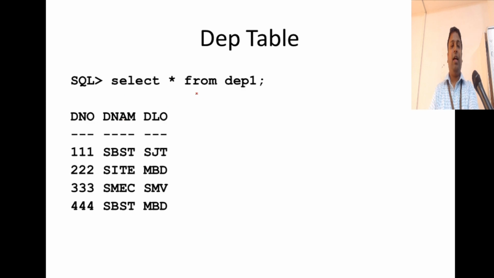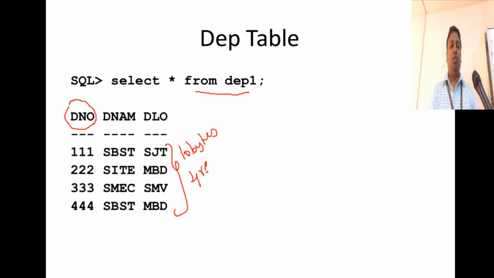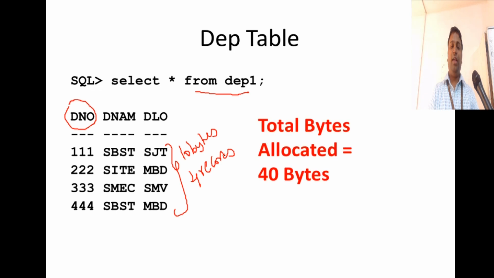And I have another table, the department table, and the employee table joins with the department table using the department number. Each record is of size 10 bytes. How do I say 10 bytes? You can calculate 3 plus 4 plus 3, 10 bytes. And you have 4 records, so the total allocation is 40 bytes. When I say allocation, it is allocation on the hard disk.